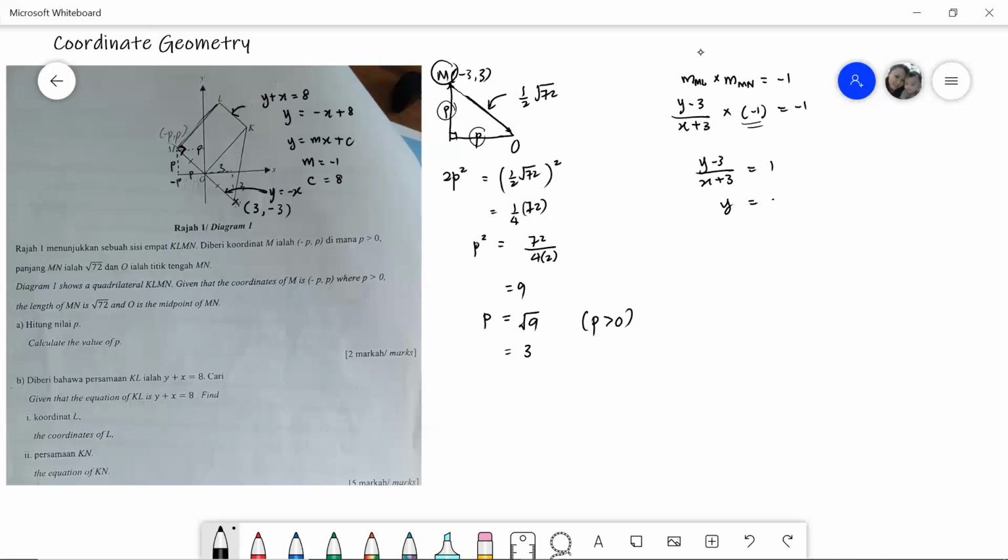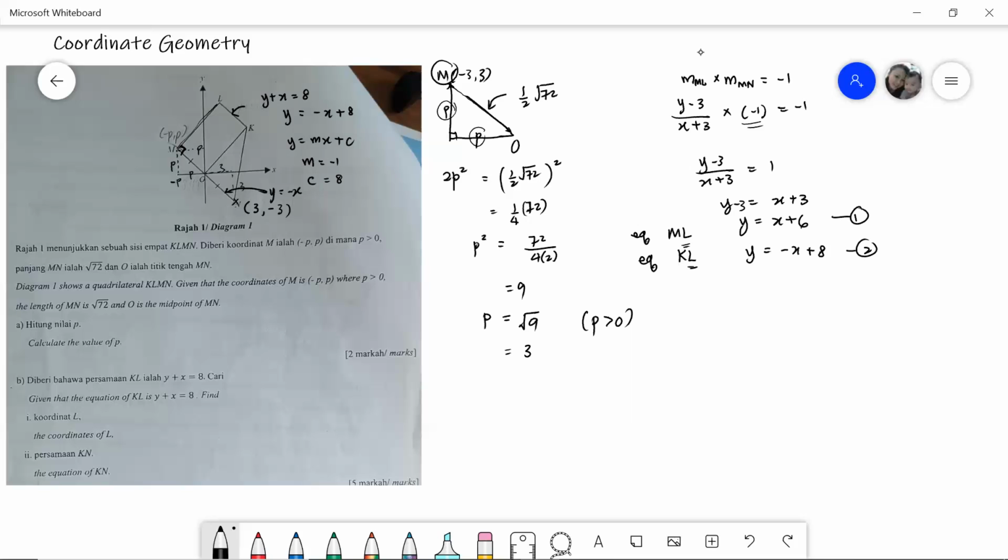So y equals x plus 3, and y equals x plus 3 becomes y equals x plus 6. So this is the equation of ML. Compare it with the equation of KL, which is y equals negative x plus 8. You notice that L is actually the common point of intersection.